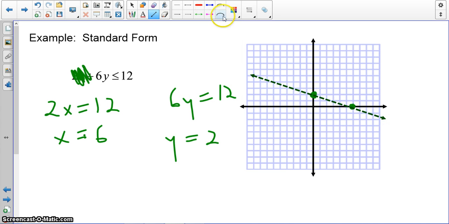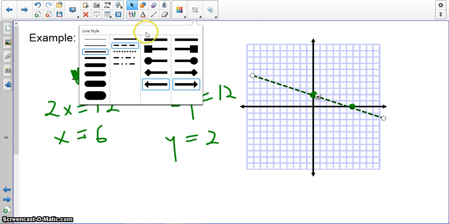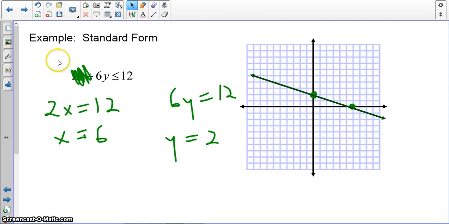And I screwed up. It's supposed to be solid, so let me fix that right now. And it's supposed to be solid because it is less than or equal to. So if you see an or equal to, it's going to be a solid line.